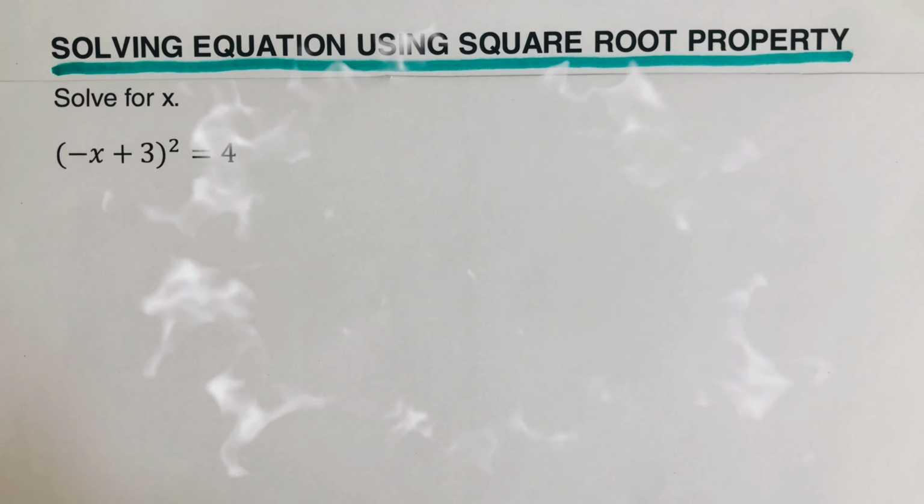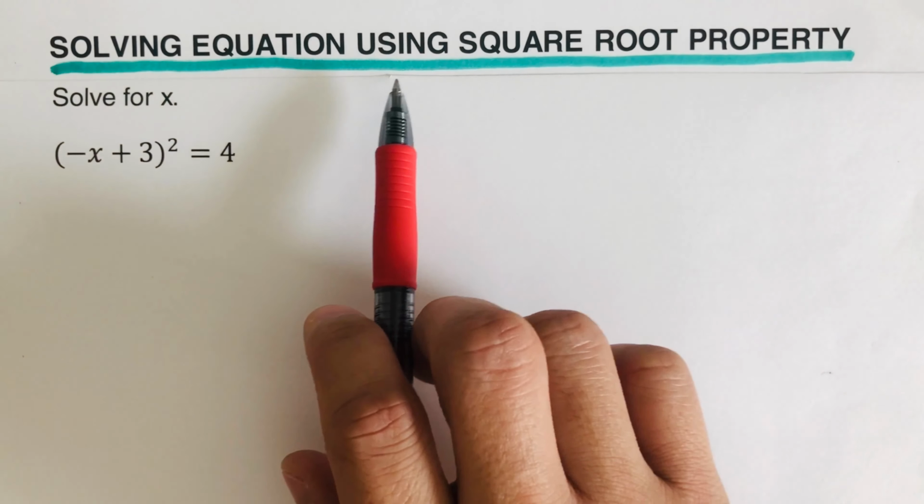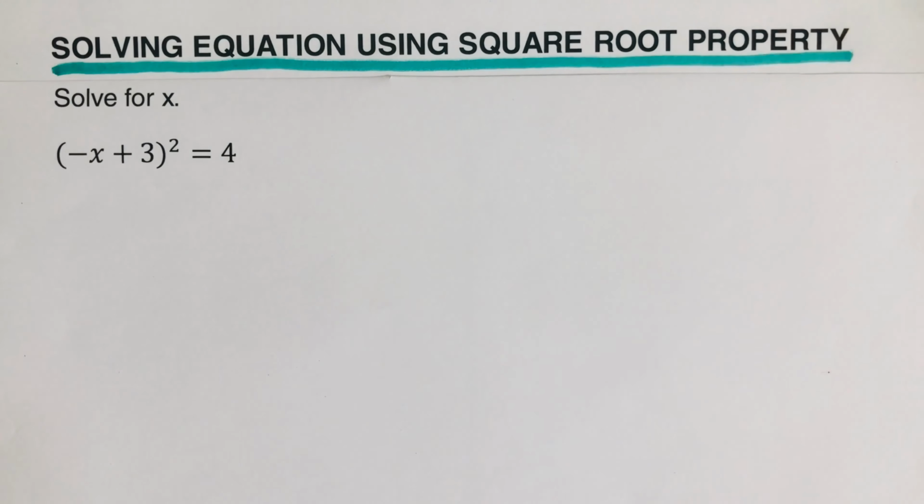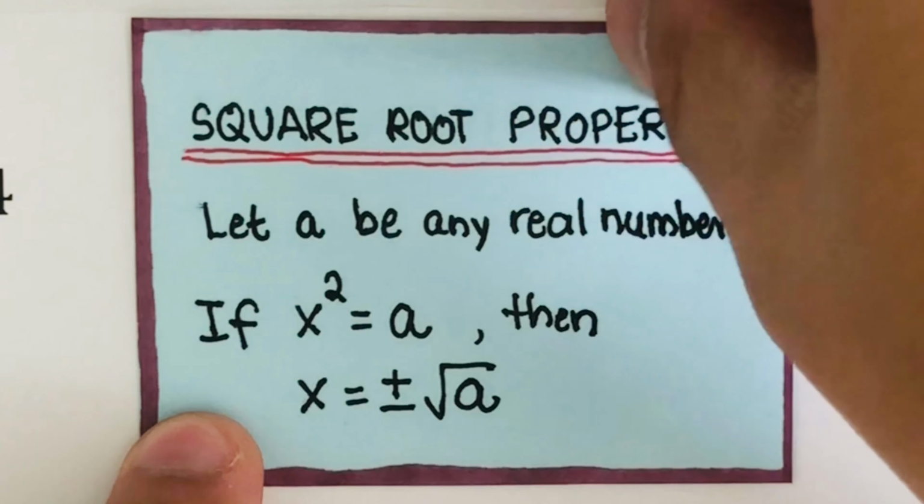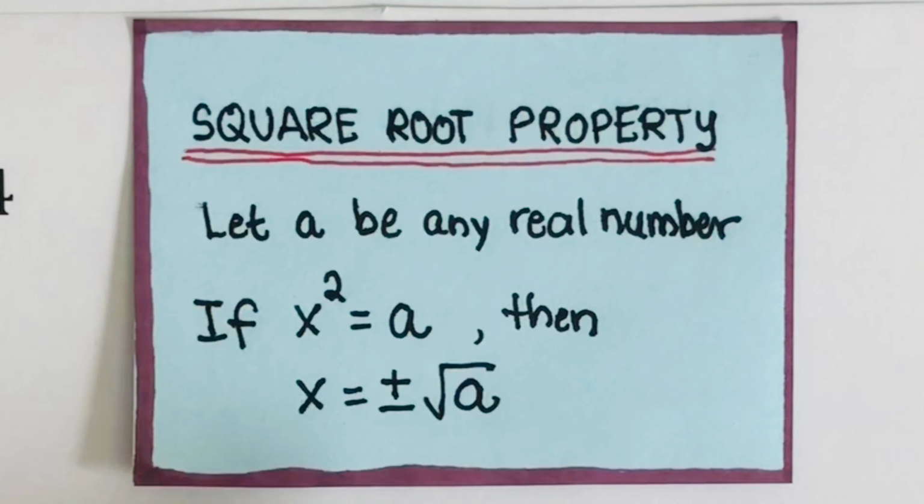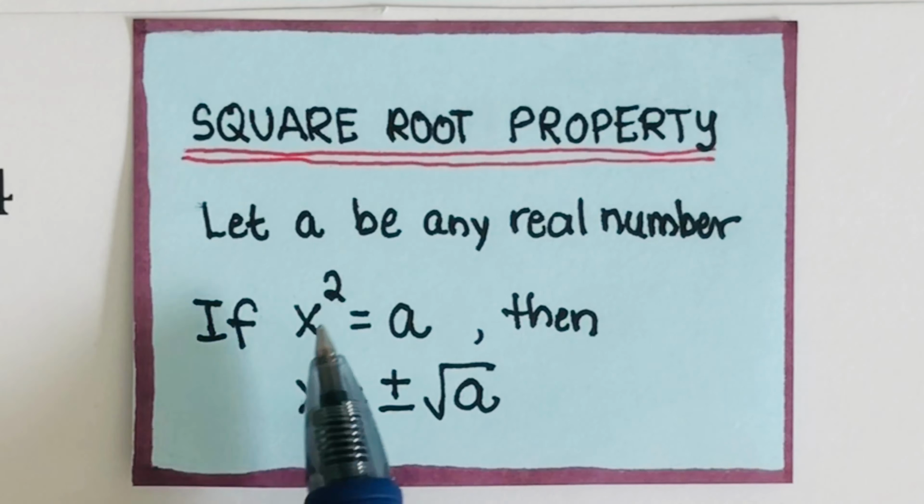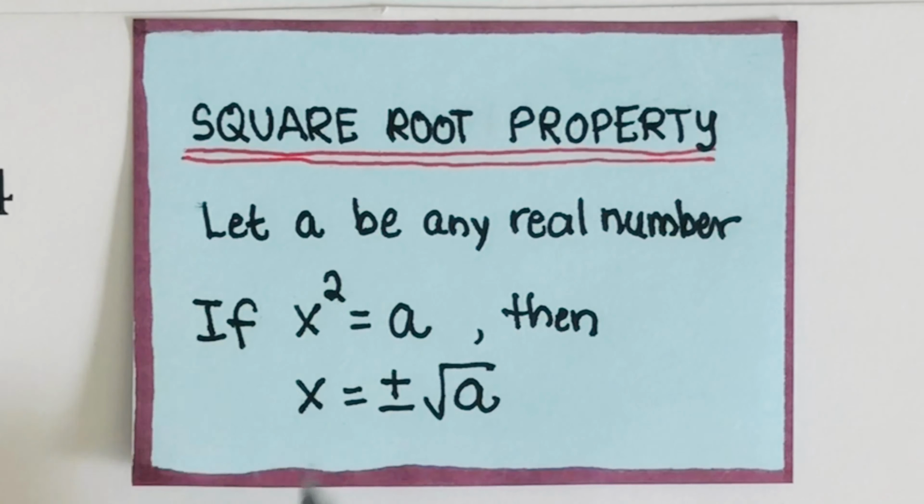Hello everyone. In this video, we will be solving equations using the square root property. Before we move on to the example that we have right here, let's state the square root property. The square root property states that, let a be any real number. If x squared is equal to a, then x is equal to plus minus square root of a.